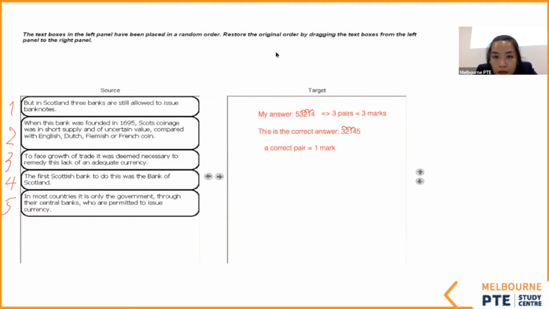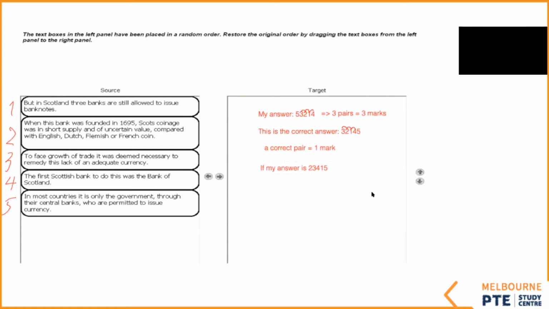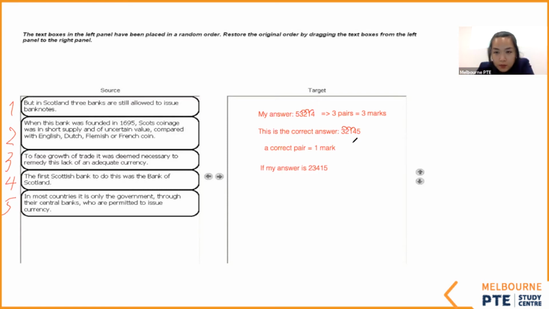Right. Now next one. If my answer is like this one, do I have any marks compared with the correct answer? No. Do I have any marks? No, I don't have any marks. Why? Because my answer is completely in incorrect order.